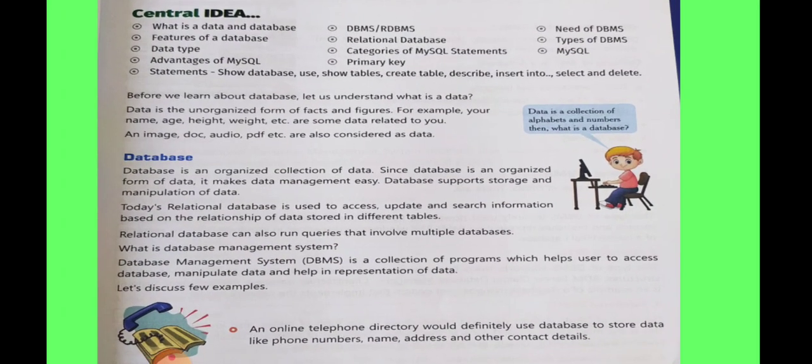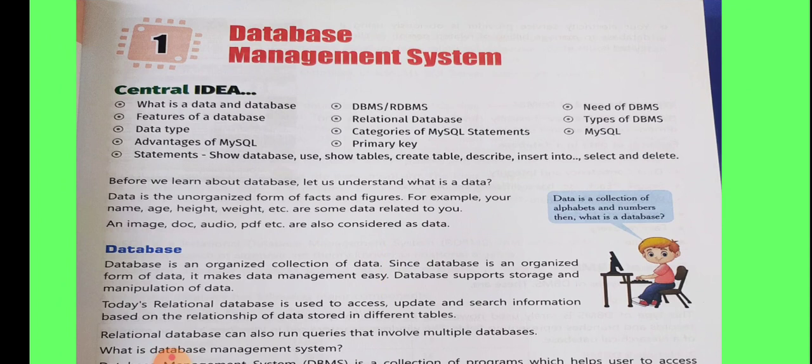The key objectives of this chapter are: what is data and a database? What are the features of a database? Data types, advantages of MySQL, what is the need of the DBMS, different types of database management systems, and MySQL. After this chapter, we will know how to show a database, how to create a database, how to insert records into a database, etc.